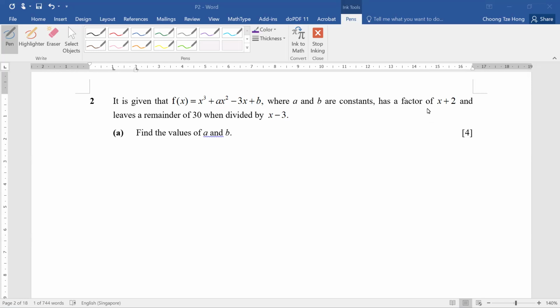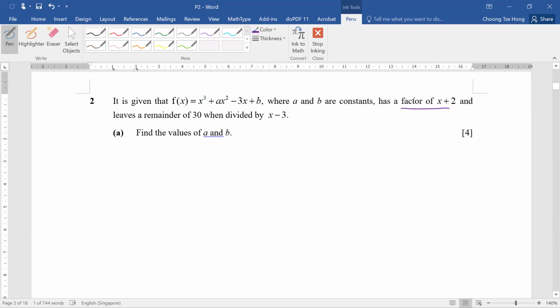Over here we are given some info. This polynomial f(x) has a factor of x plus 2. If you recall, if it has a factor of x plus 2, then f(-2) is going to be equal to 0, because f(-2) will give us the remainder when it's divided by x plus 2, and because it's a factor, the remainder should be 0.